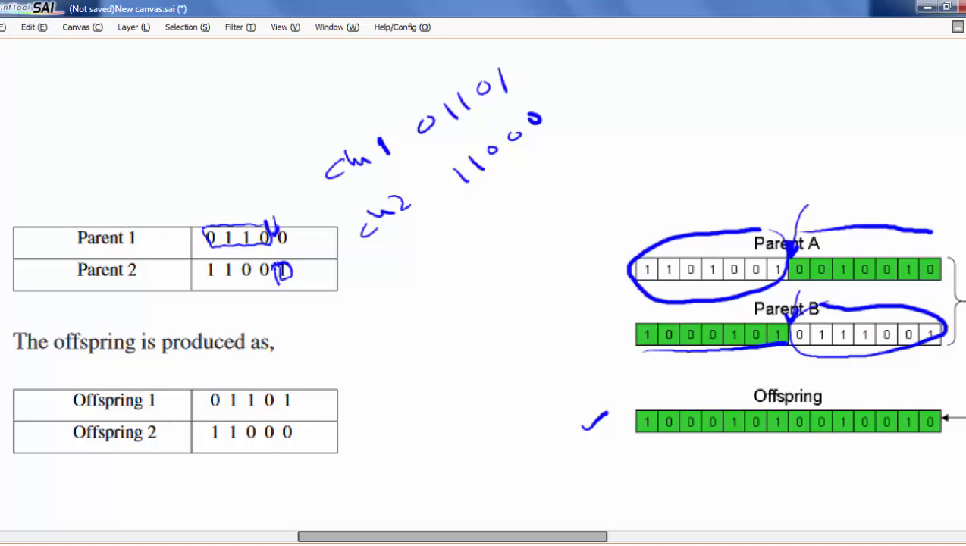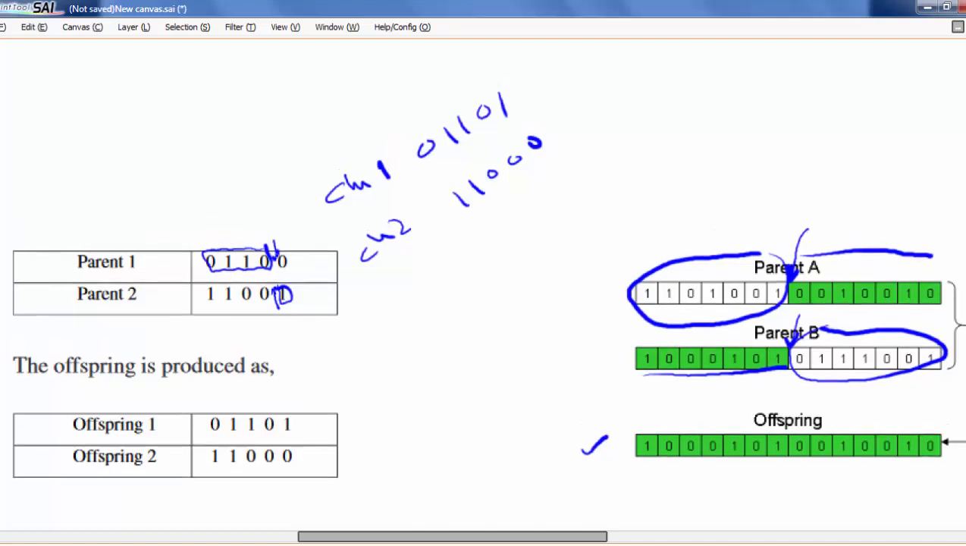Why do we take this point? It's not a fixed rule. It could be here or here to make this crossover. It's random, there's no fixed rule, and it could be done in many ways.